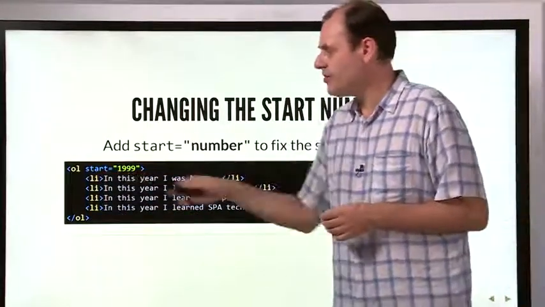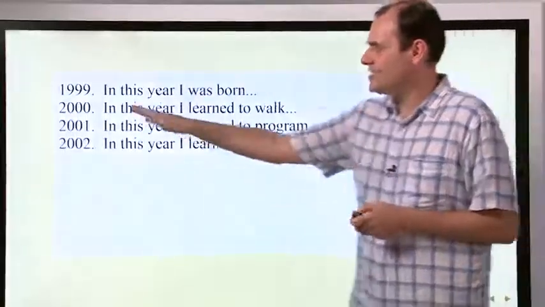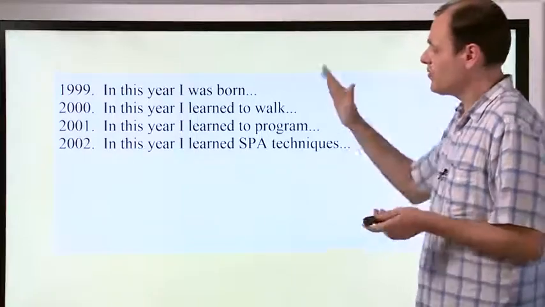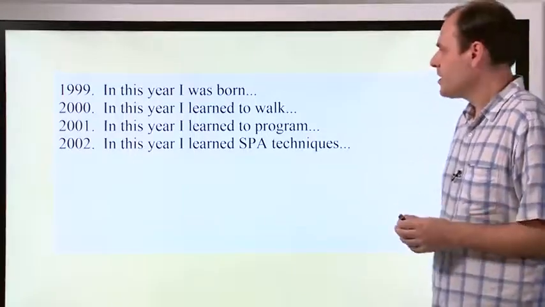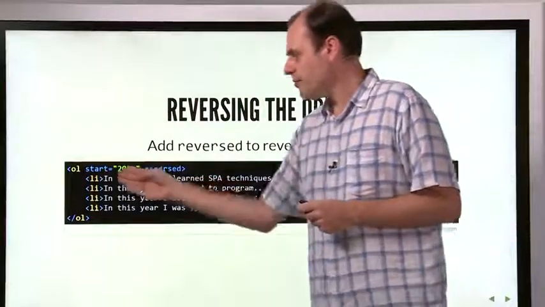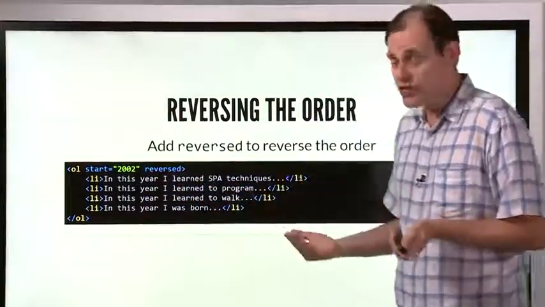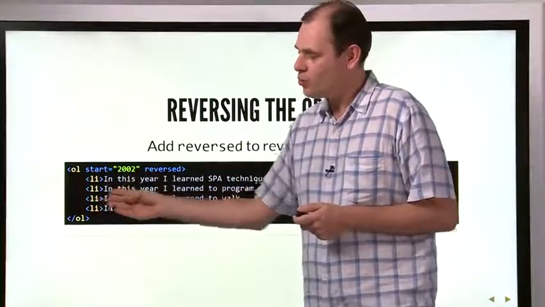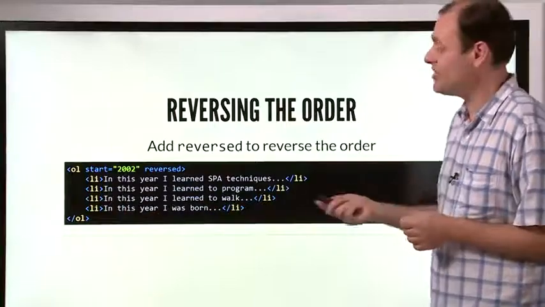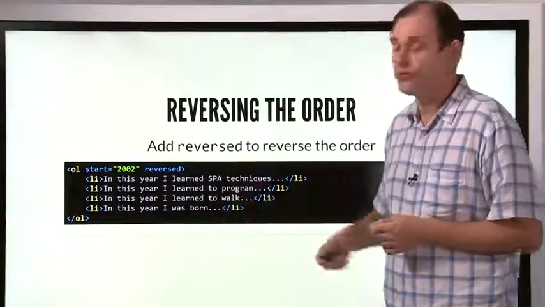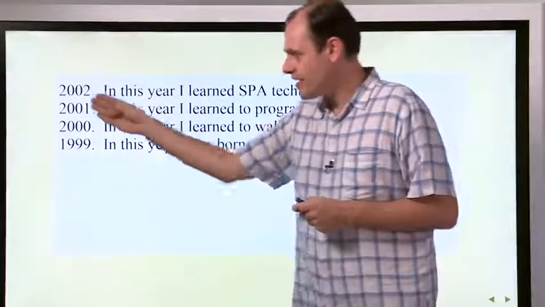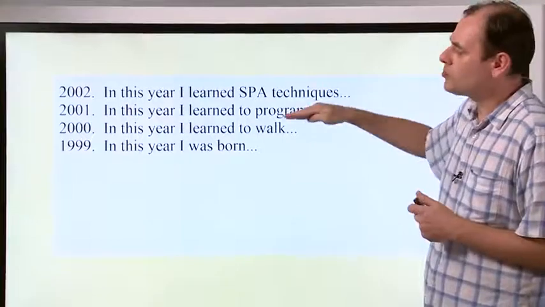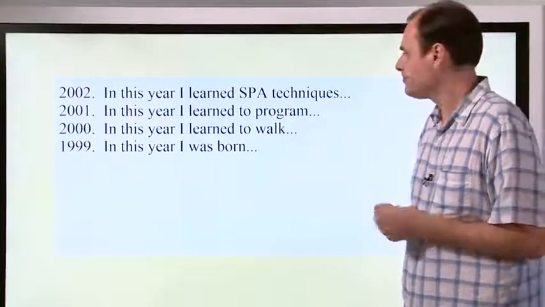So here I've said start with 1999. So it starts with 1999 and then each time it adds one, just to make a series of years, just for a kind of funny example. So we can fix the start number and also we can do other things like we could reverse the list so that it goes backwards. So it's 2002, 2001, 2000 and it goes down. It begins counting down because I added the word reversed. So here it's counting down because of the word reversed. For this particular example, I also swapped the order of those list items.